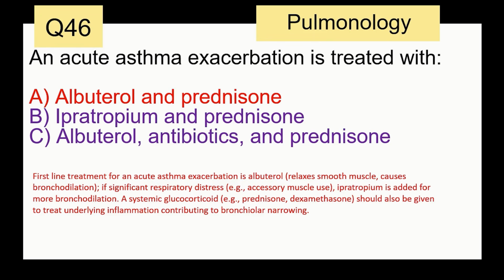If there's significant respiratory distress, for example, there's accessory muscle use, we give ipratropium for bronchodilation. And a systemic steroid should be given in all cases to treat the underlying inflammation contributing to the bronchial narrowing.